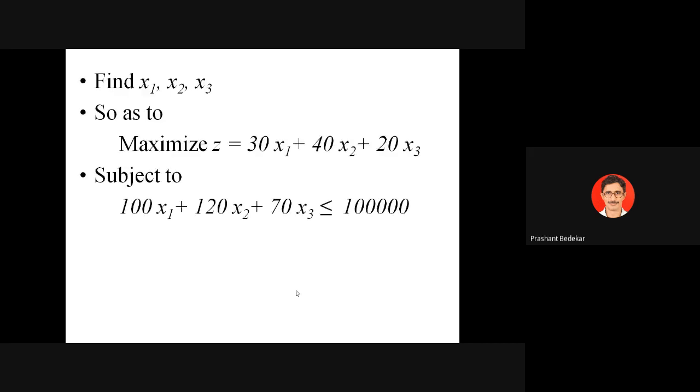Whereas what I have written is 100x1 plus 120x2 plus 70x3 less than equal to 1 lakh. Why? Because of simple logic. If I say that you have got 1 lakh rupees for, say, fitting tiles in your drawing room, does it mean that you should spend the entire 1 lakh rupees?